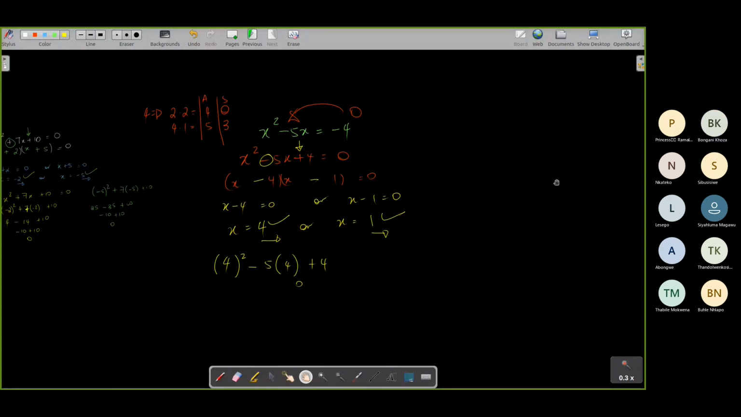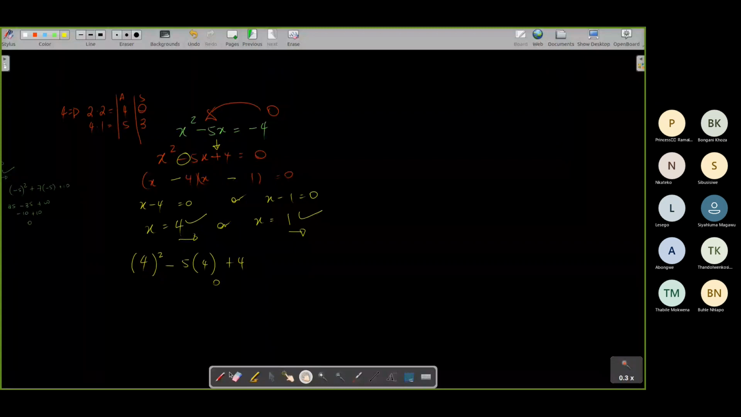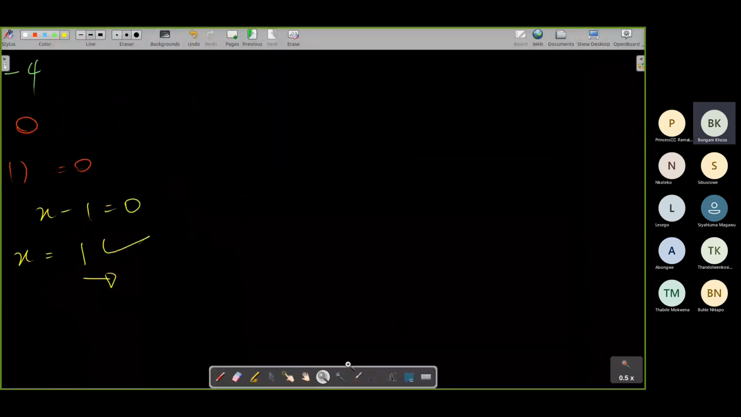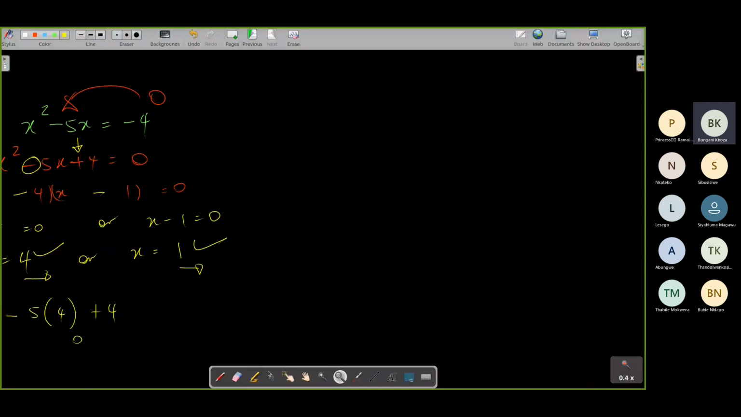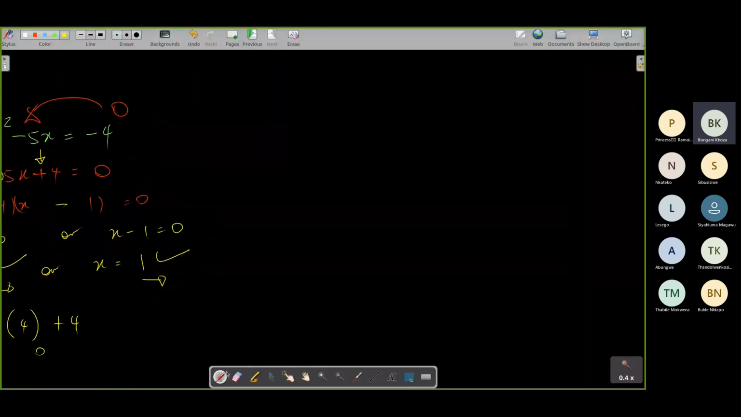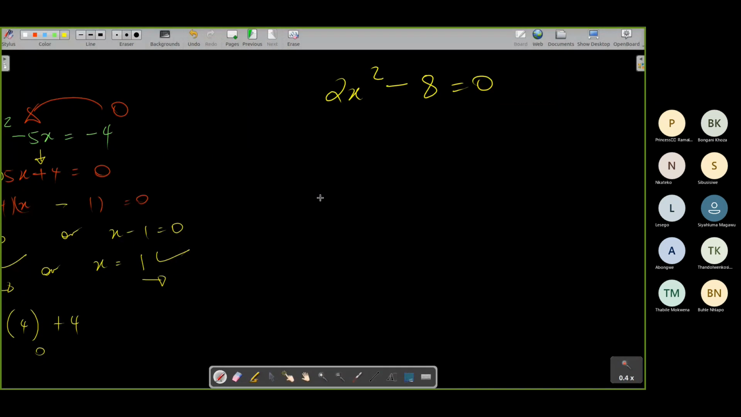Any questions? No, sir. All right, let's look at this one. Zoom in a bit. All right, we're given 2x squared minus 8 equals 0, like that. So what do you guys think we should do?